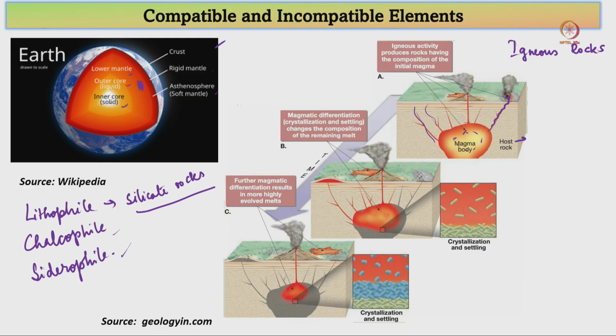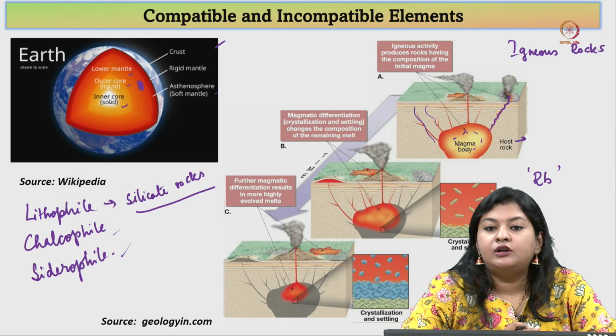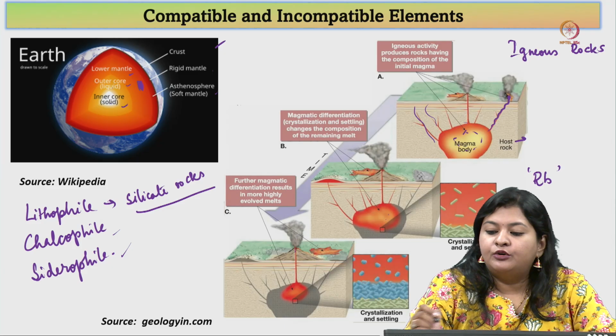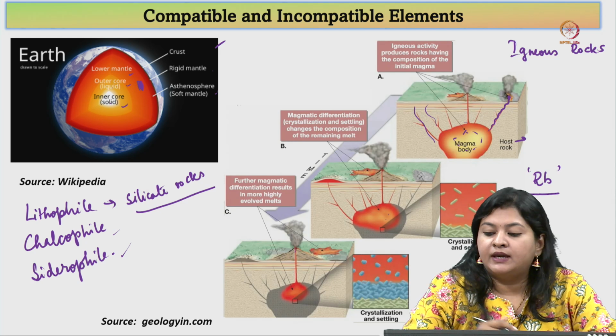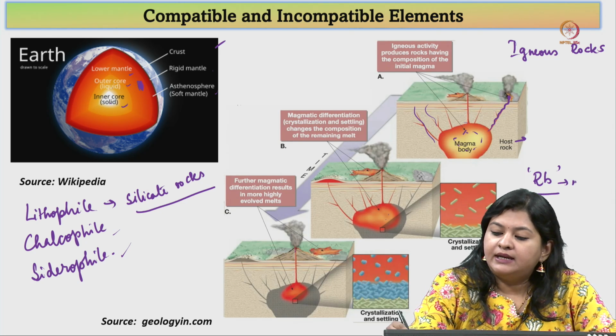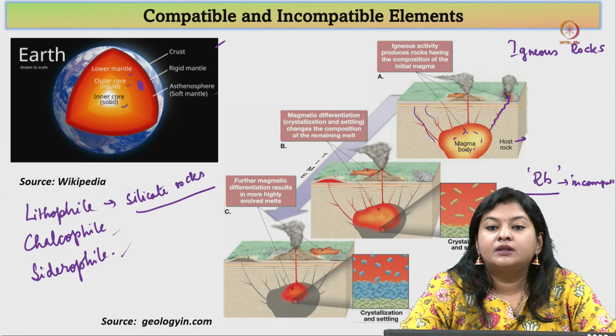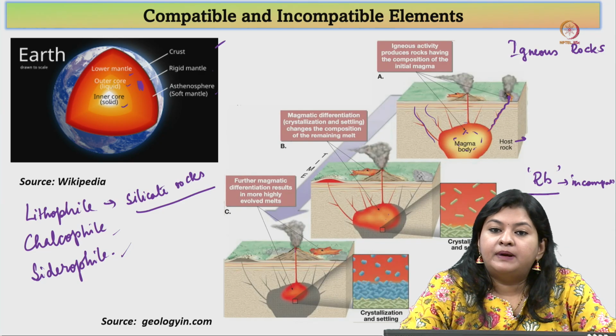Again, certain elements, say for instance, let us take this element called rubidium. Let us take this mineral called rubidium. Rubidium is an incompatible element. It is said to be an incompatible element. Why is it called an incompatible element?